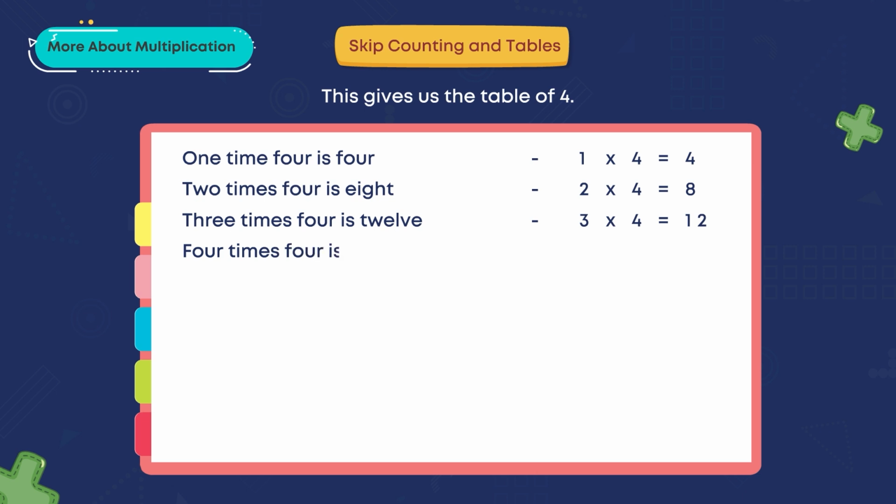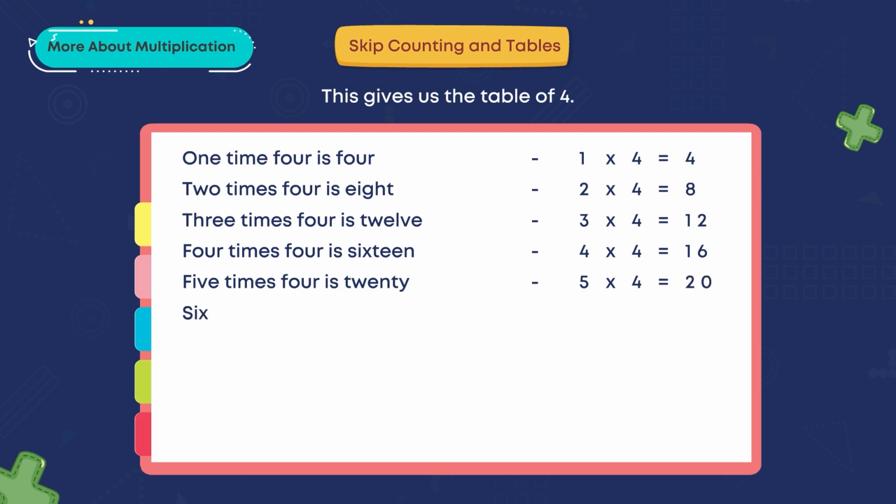4 times 4 is 16. 5 times 4 is 20. 6 times 4 is 24.